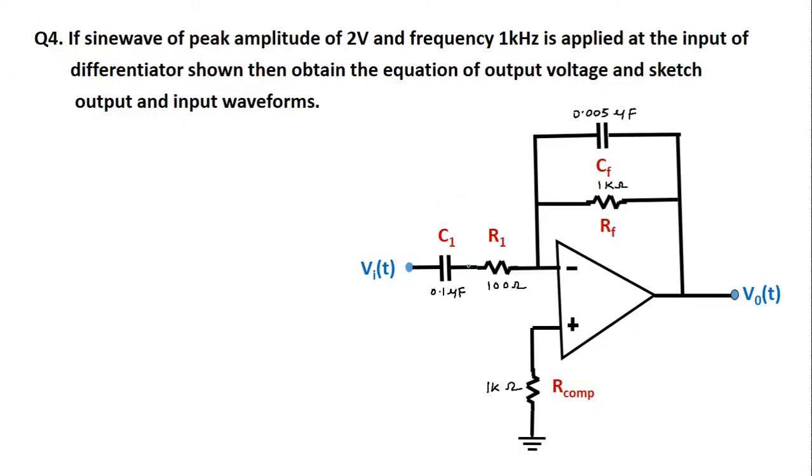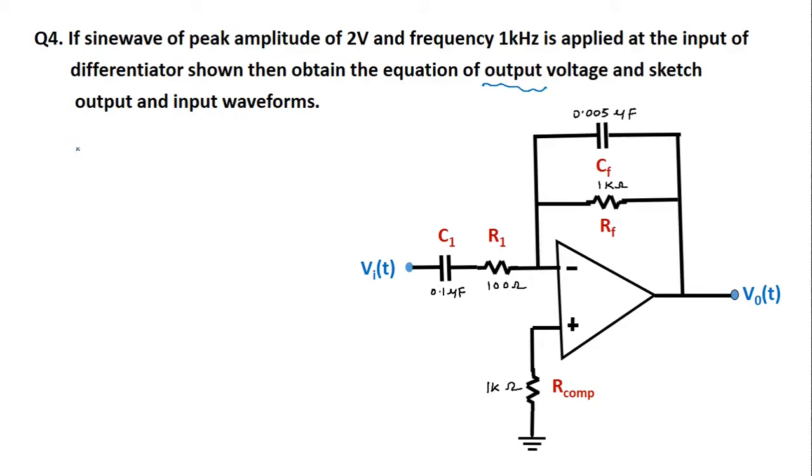Question number 4 is: if a sine wave of peak amplitude 2 volt and frequency 1 kilohertz is applied at the input of the differentiator shown, then obtain the equation of the output voltage and sketch the output and input waveforms. So here we have to find the equation of the output voltage for the given values in the circuit diagram of the practical differentiator. Then we have to sketch the output and input waveforms.